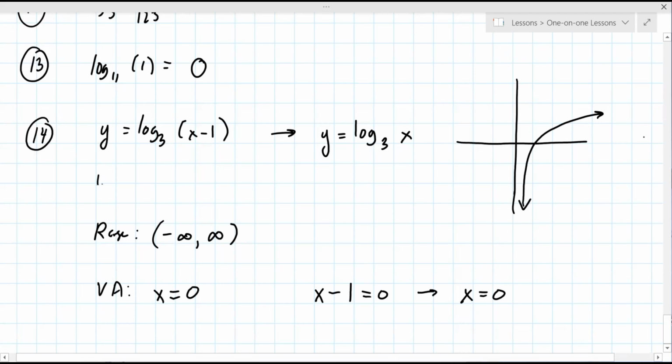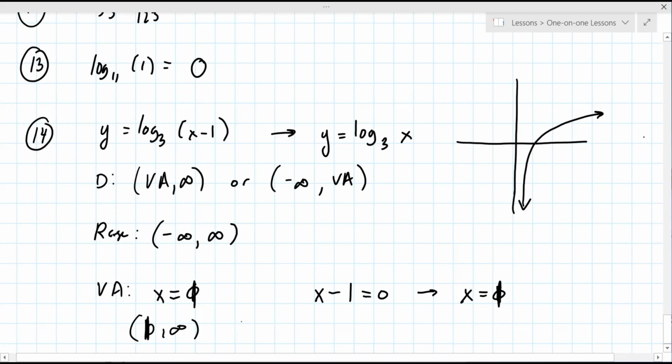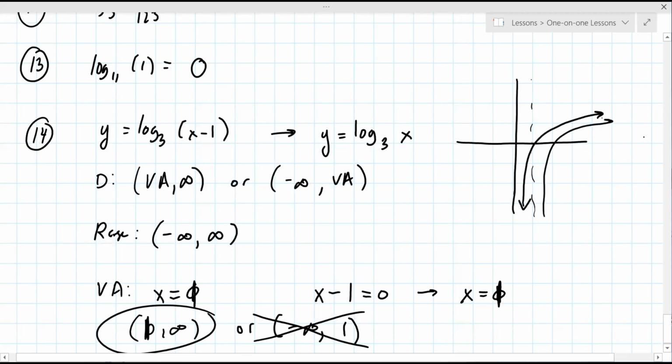So now the domain is a choice again. It's either the vertical asymptote to infinity, or minus infinity to the vertical asymptote. I'm sorry, I don't know why I wrote this. This is x equals 1, so it's 1 to infinity, or minus infinity to 1. It's this one here, because you can see it goes to the right. This is moved right 1 unit. It doesn't say to list the transformations this time.